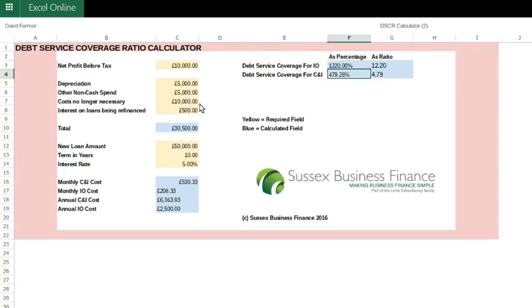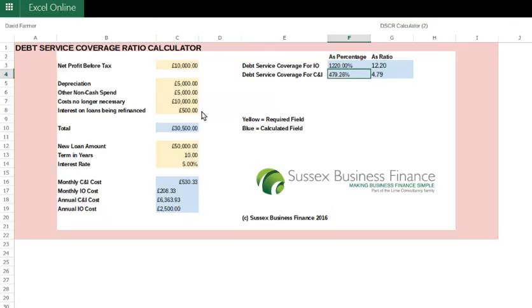Costs no longer necessary: any costs that are incurred by the business but won't be repeated once the new loan is drawn down. A good example is where a company is in rented premises at the moment and is buying those premises. In which case, rent, maintenance, service charges, etc. will no longer be necessary because you'll own the property. So we can add those back in.